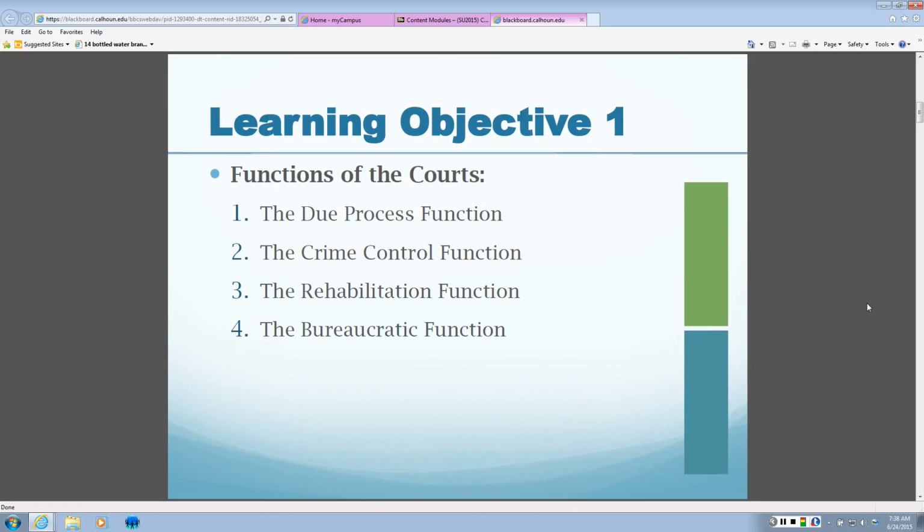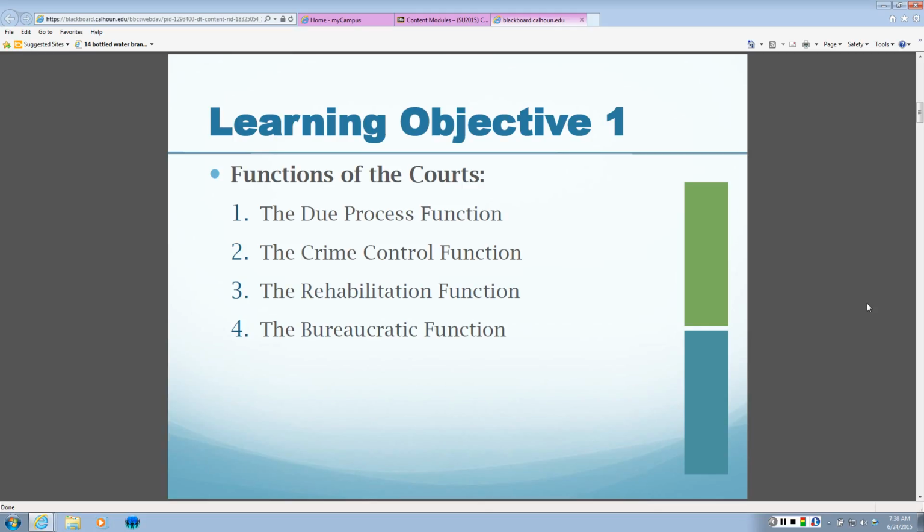Now, the courts also have another function called the crime control function. This function of the courts is basically to make an example out of those who are accused and convicted of crimes, a public example, so that other people see that person, what they did, and what the punishment is, and it should act as a method for more people not to go out and commit the same crime.